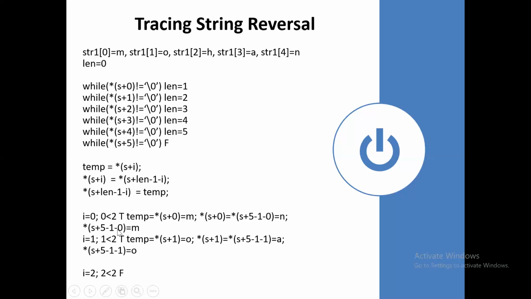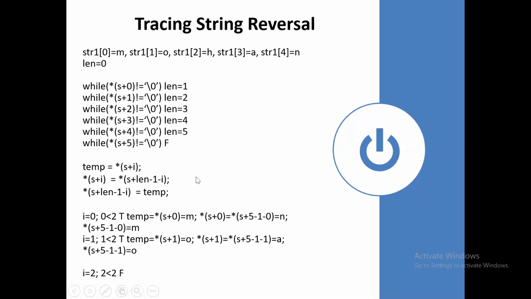Next, for the last position I need to copy the first character, that is M, into str1 of 4 instead of N. Okay, I want M here. That's why star of s plus length minus 1 minus i clearly indicates the last position. That is star of s plus 5 minus 1, 4 minus 0, that is 4. Star of s plus 4, pointing to str1 of 4, is assigned temp. What is the temp value? M. This is how M and N are interchanged, the first character with the last character.